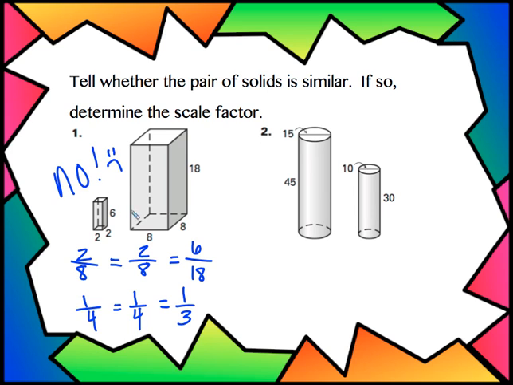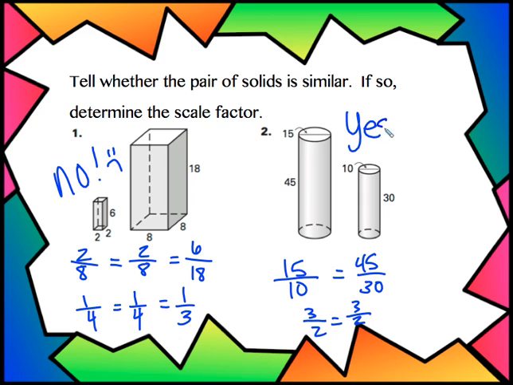So sad. Okay, and then here we have 15 with 10, and 45 goes with 30. So 5 will go into both those, goes into 15 3 times, and into that 2. 15 goes into that 3 times, and into that 2. So yes, these are similar, and the scale factor is 3 over 2 or 2 over 3. Because it doesn't state in the directions, it doesn't matter which way you put it.